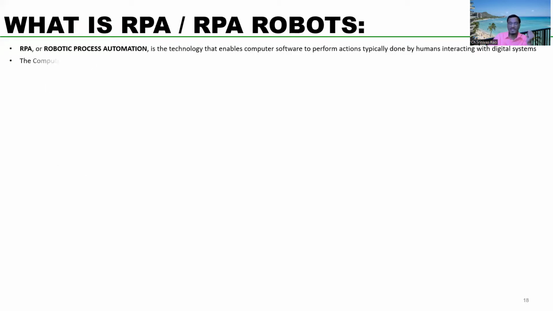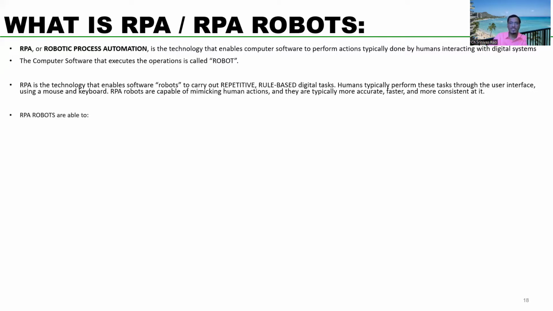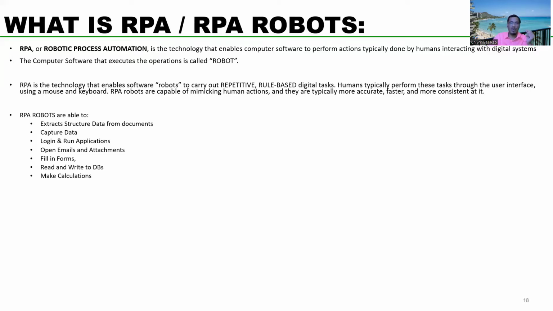Now, exactly what processes can we automate? What kind of roles and activities can bots do? Bots can extract structured data from any documents. Bots can capture any kind of data. Bots can log in to any application and run applications. They can open emails and download attachments. They can submit forms like data entry. They can read data and write into any kind of homogeneous or heterogeneous databases. They can make calculations.